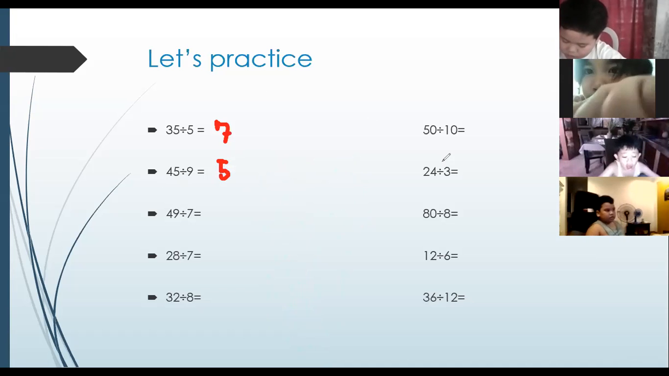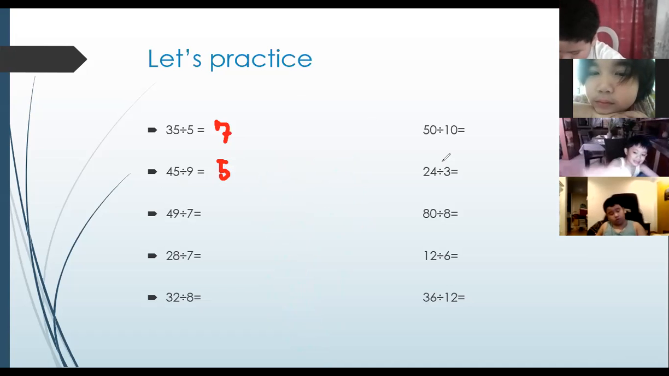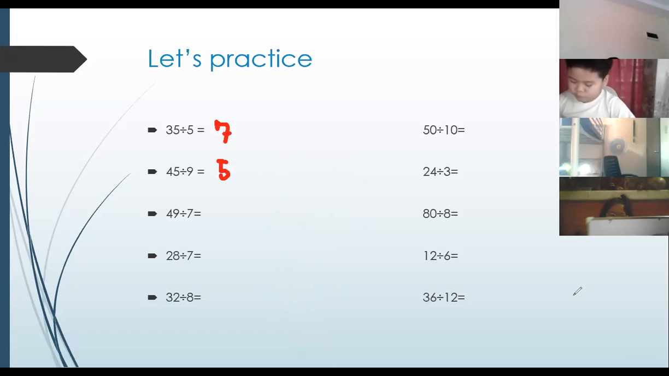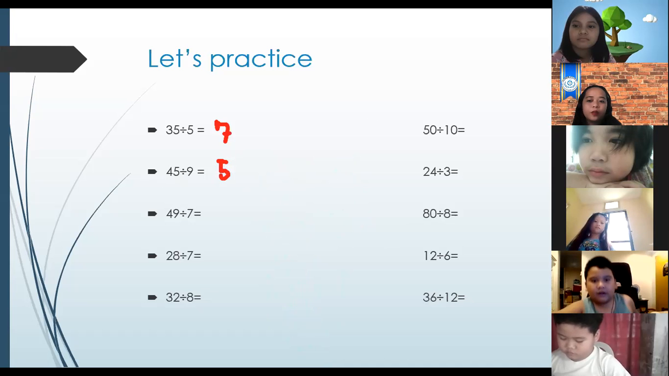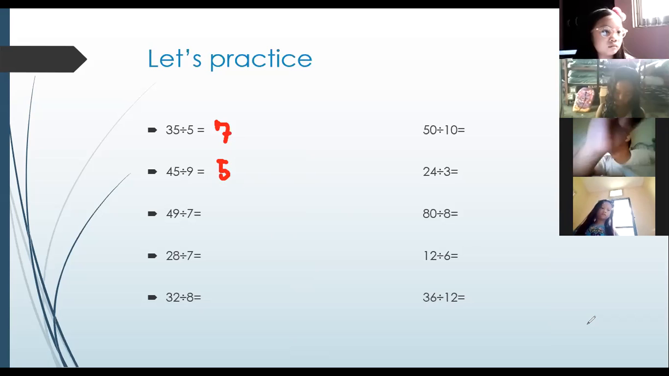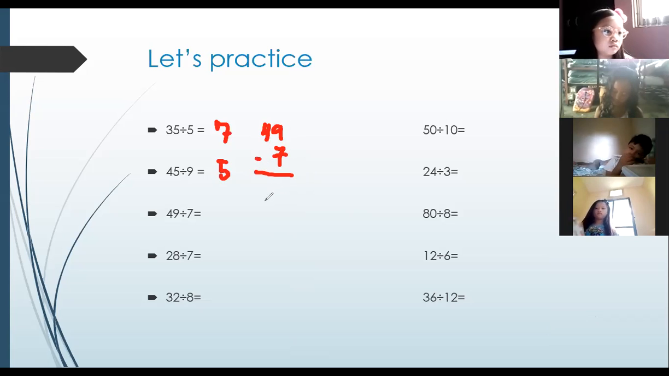Who wants to solve number 3? Let's see who's raising their hands. Nobody's raising. Oh, Seth is. Okay, let's have Seth. All right, Seth. So you have 49 divided by 7. So you start with 49, subtract 7. 42. All right.